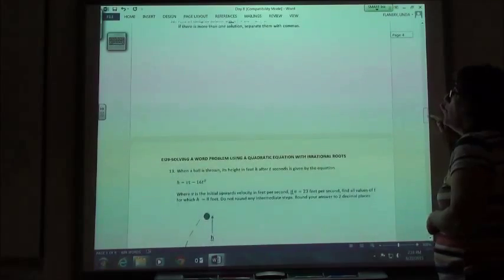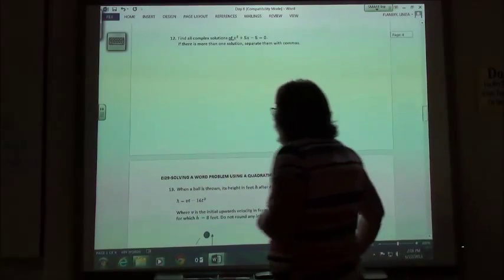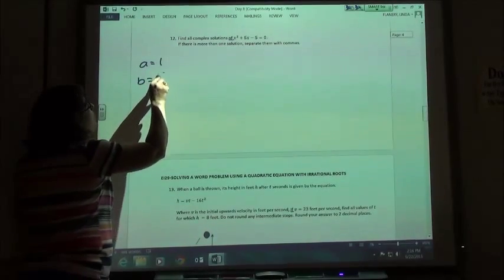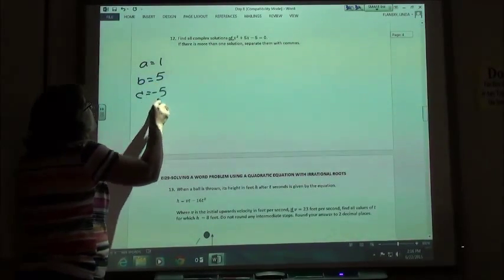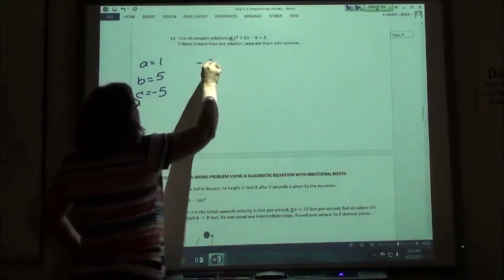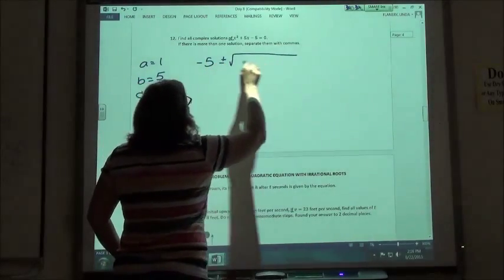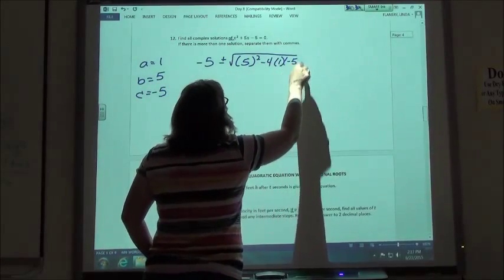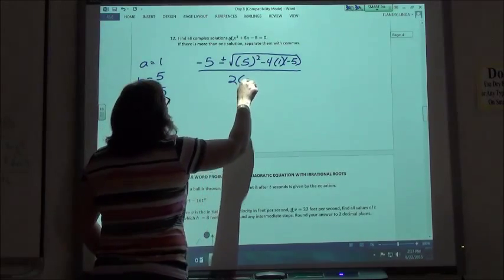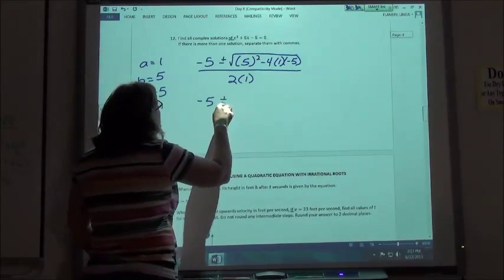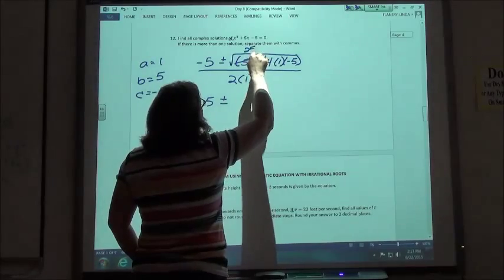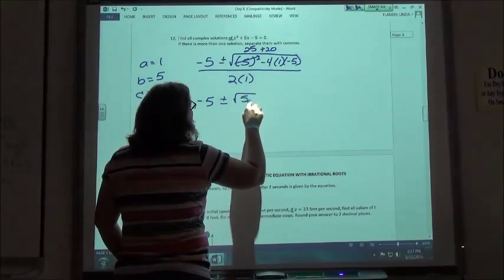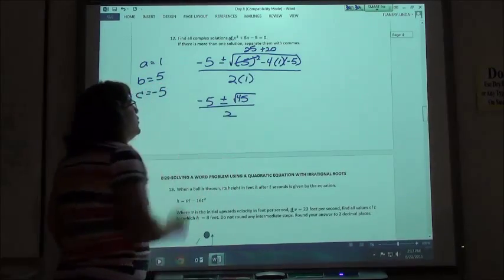Number 12, simplifying my quadratic expression again. A is going to equal 1, B is going to equal 5, and C is going to equal negative 5. So negative 5 plus or minus the square root of 5 squared minus 4 times 1 times negative 5 over 2 times 1. So negative 5 plus or minus. This would be 25. This would be plus 20, so that'd give me the square root of 45 over 2.